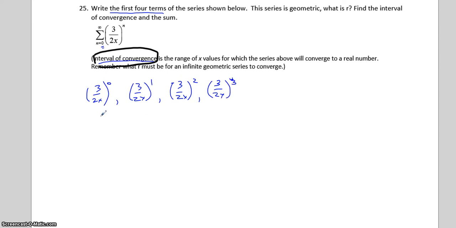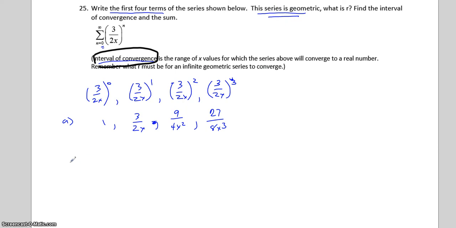If we wanted to simplify that just to see what's going on here, anything to the 0 power is going to be 1. This is just 3 over 2x. That's going to be 9 over 4x squared. And then this last one will be 27 over 8x cubed. So that's part A. We've written out the first 4 terms. Hopefully you recognize this as geometric. You know, we're multiplying all these terms by a common ratio. But in this problem, I actually told you it was geometric.